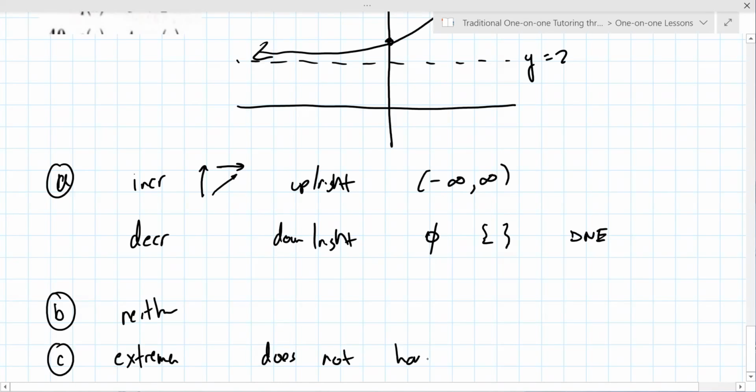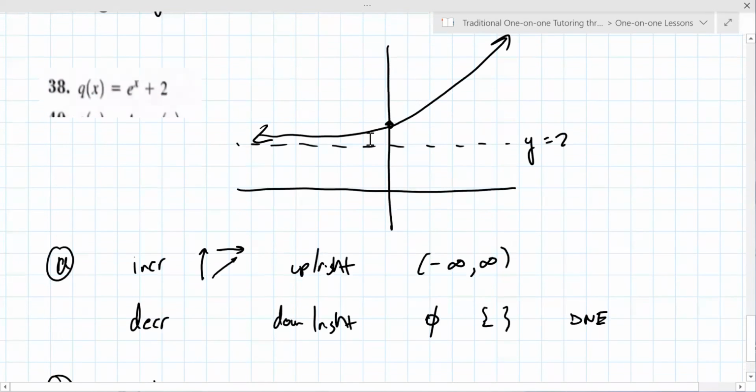The reason is because it approaches this value, but it never actually gets there. And on the right, it just goes up forever. So this, like the previous ones, would ask for bounding. If something is bounded on the bottom, that means there's actually a smallest value. And if it's bounded on the top, there's actually a maximum value. And this doesn't have either of those.